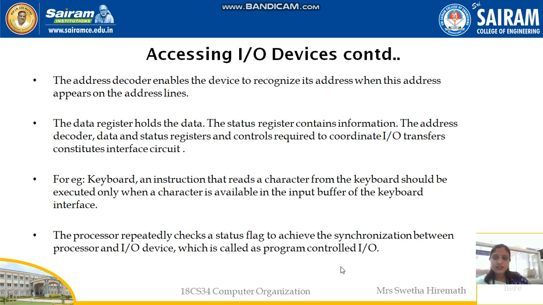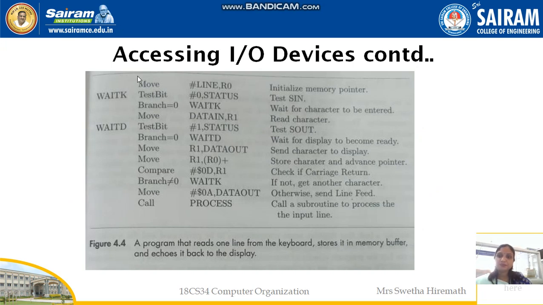So for an example of program controlled IO, you can see here, test bit 0 status will be set. Whenever the status is 0, it has to wait, and if the status changes to 1, then we can tell that some character has been entered from the keyboard, and it has to be transferred to the processor, and from the processor to the display unit in order to display. That is the scenario in this program.